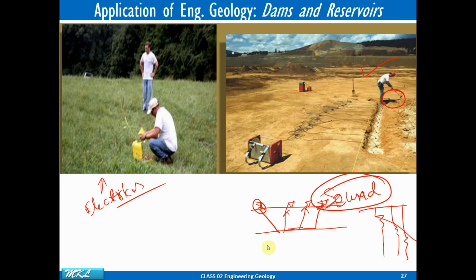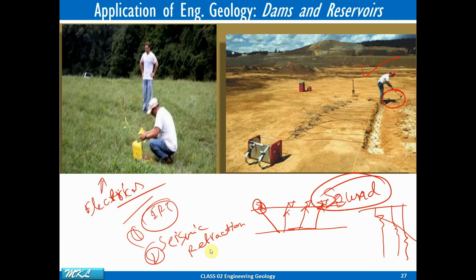So our objective is to identify the overburden, and we can do it by using the electrical method, ERT, by using seismic refraction study, or by using GPR.